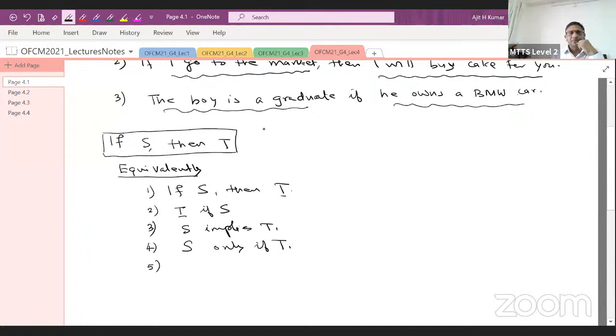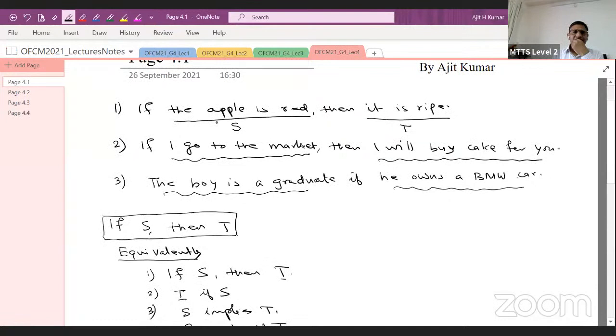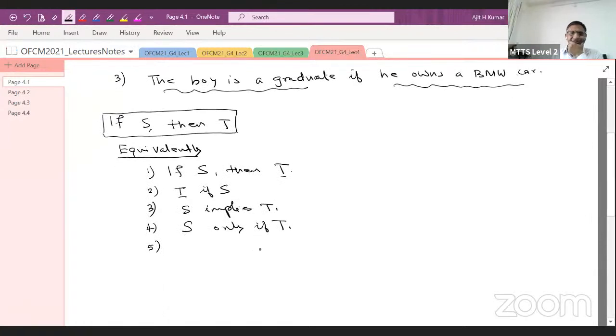Sometimes you must have seen something in terms of necessary, sufficient, etc. Right? Sometimes it is written that way. So can we say something along that line? Which is necessary, which is sufficient in this case? If I say if the apple is red, then it is ripe, S is the apple is red and T is it is ripe. Which one is necessary? Which one is sufficient? Or both are necessary and sufficient?